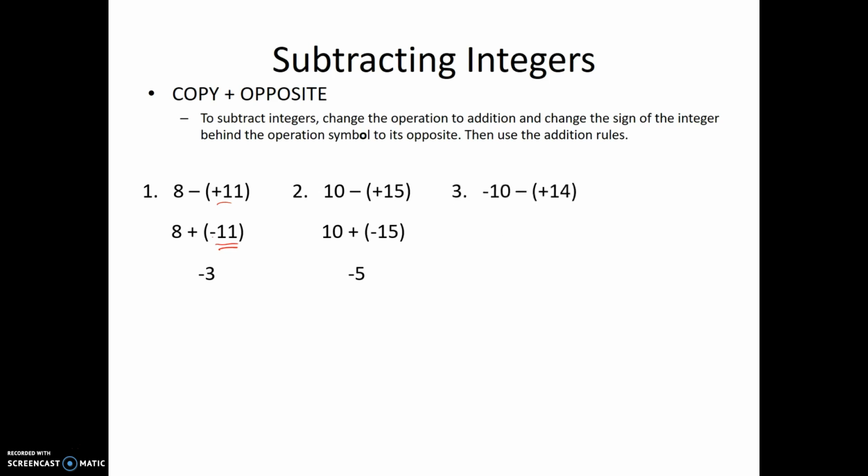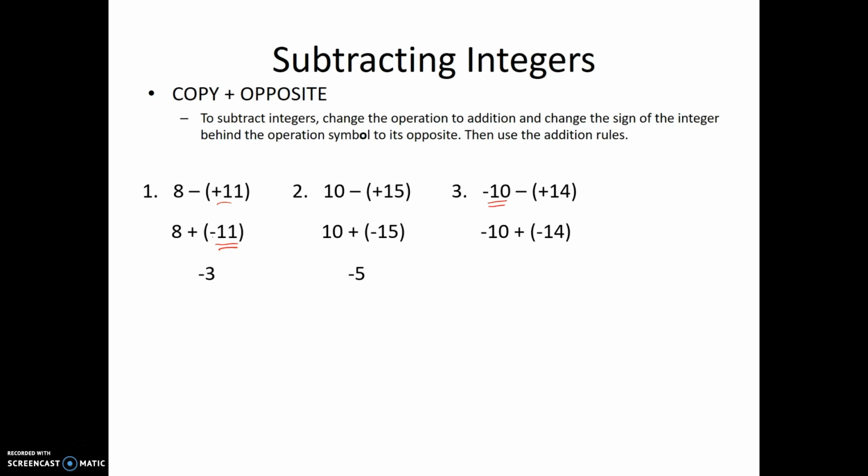Here's another one. Now we have negative 10 minus 14. So now we are not going to do anything with that first integer except copy it. So that negative 10 needs to stay negative. And we change our subtraction sign to an addition sign. And we change our second integer to its opposite. So we have negative 14 now.